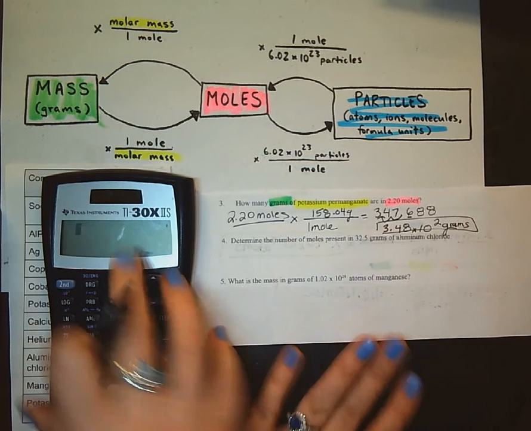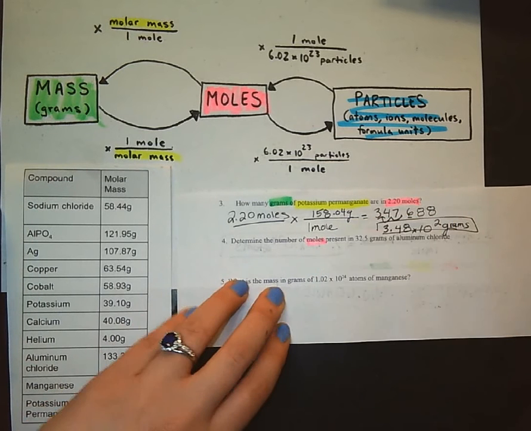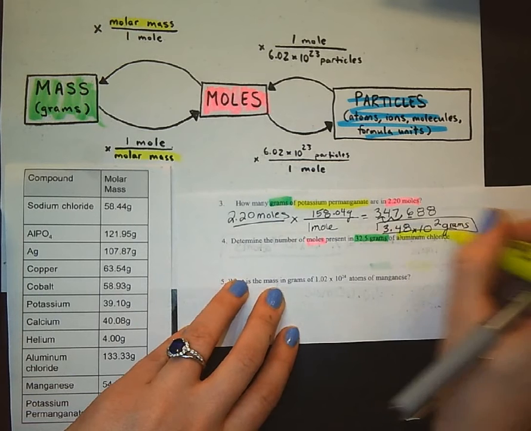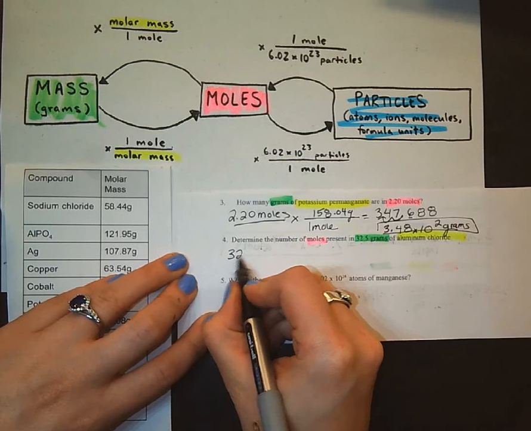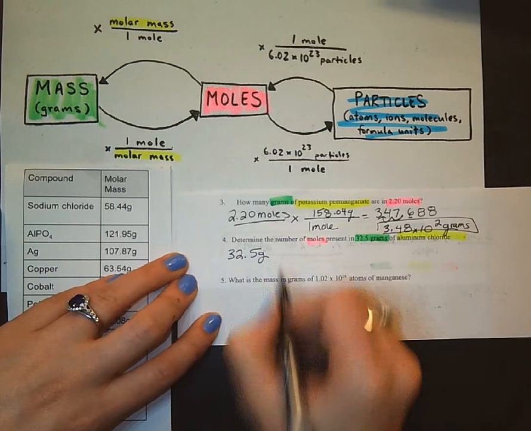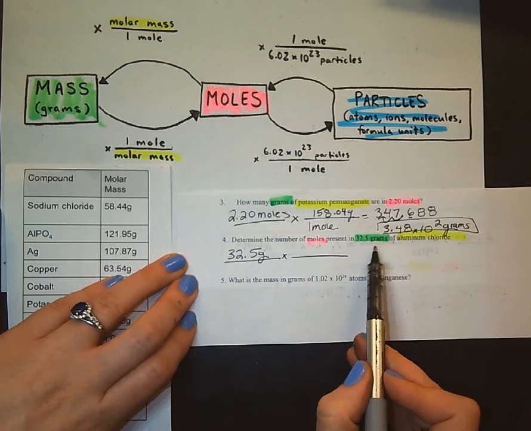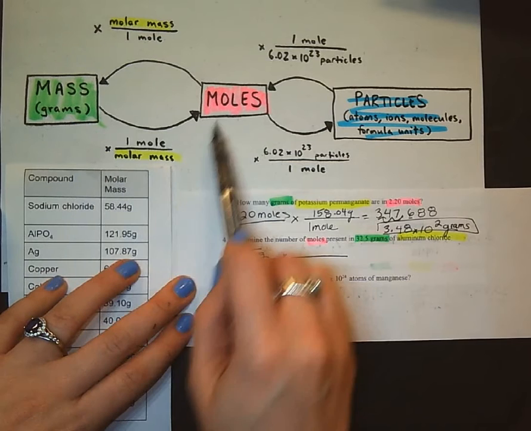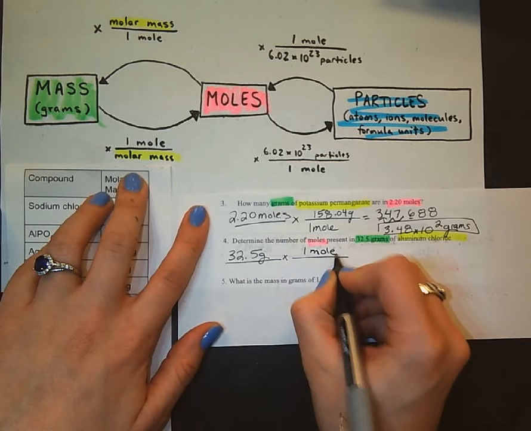All right, number 4. Determine the number of moles present in 32.5 grams of aluminum chloride. Start with what you're given, which is 32.5 grams. All right, so we're going from grams to moles, green to pink. So following our arrow, we're going to use this bottom equation right here. So 1 mole over the molar mass of aluminum chloride.